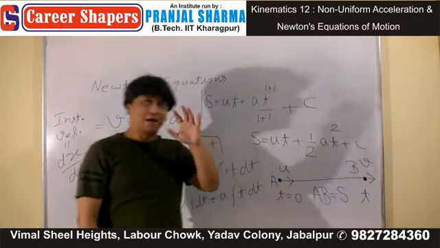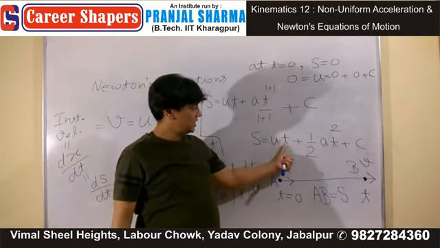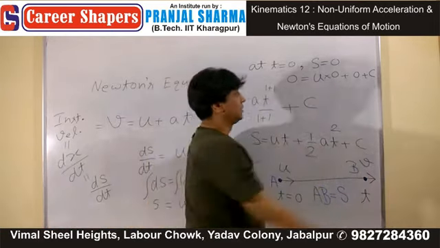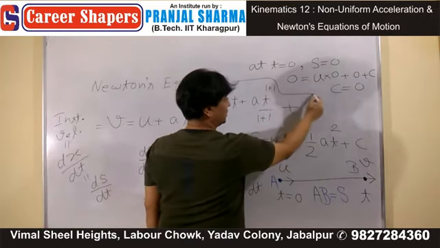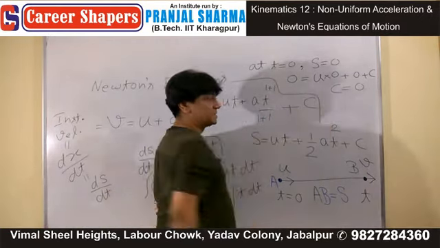S is 0, t is 0, 0 multiplied by a is what? 0 plus c. Displacement is 0, t is 0, so you can see that the constant of integration itself is coming 0. And if it is 0, then what is s? S is u t plus half at square plus c, which is 0. That's the second equation, Newton's second equation. That's how you develop it.